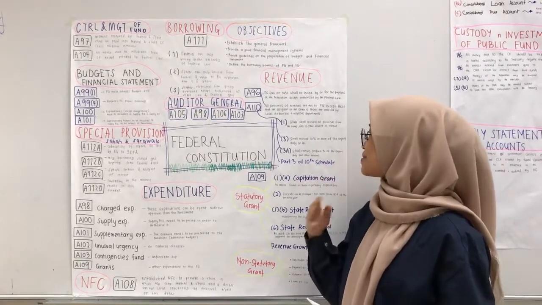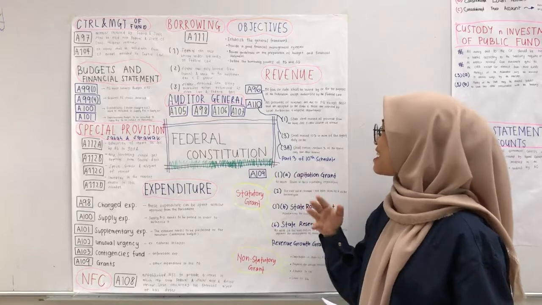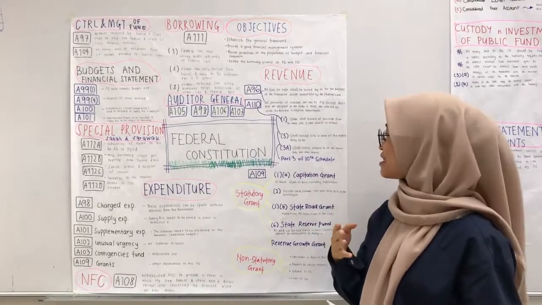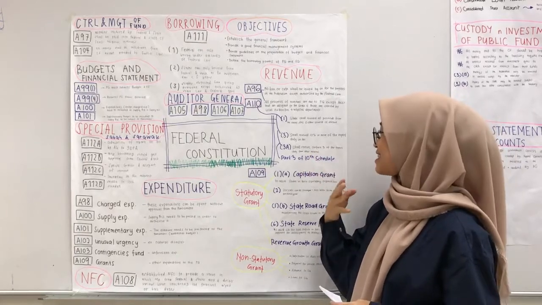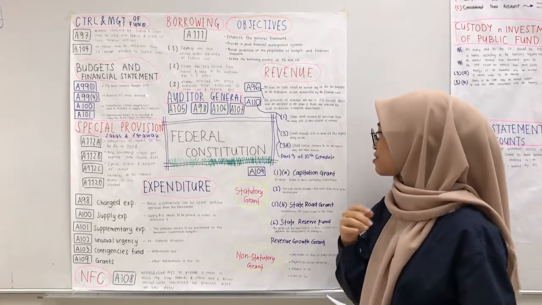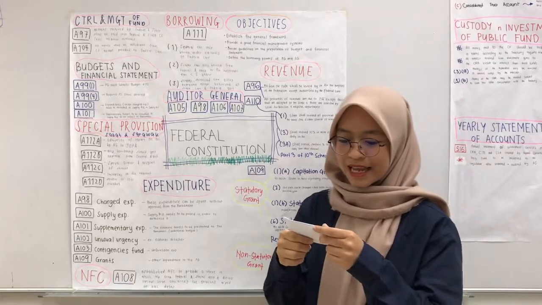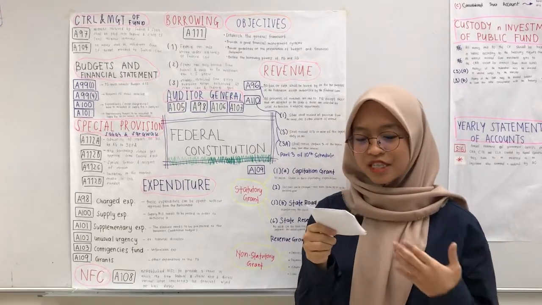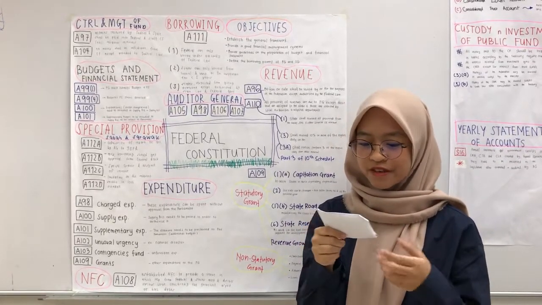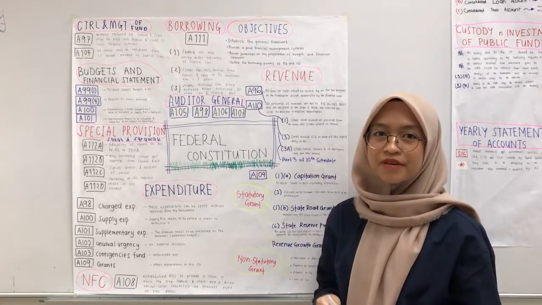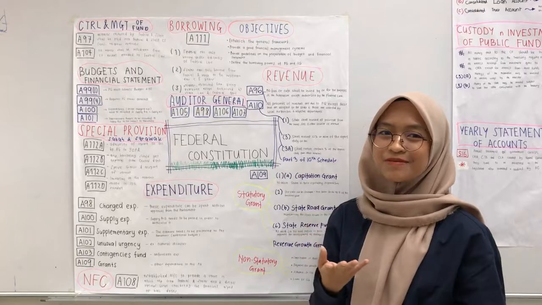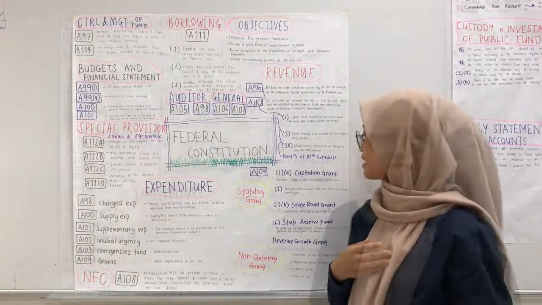And subsection 3A of Article 110 stated that the state also shall receive a certain proportion of the export duty from other minerals. And in addition, Part 3 of the 10th Schedule of the Federal Constitution provides a list of revenues assigned to the state government, which you can refer to in the textbook on page 99.